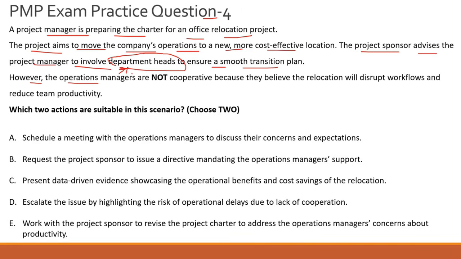So you need to understand this basic level of hierarchy: who is a sponsor, who is a project manager, who is a department head or a functional manager, and who is an operations manager. For example, the project manager ideally reports to the project sponsor. Operations managers generally report to the department heads. That is the general hierarchy you need to understand if you are preparing for your PMP exam. And if you have some decent project management experience, you should not have problems understanding these basic hierarchies. So let's come back to the question.